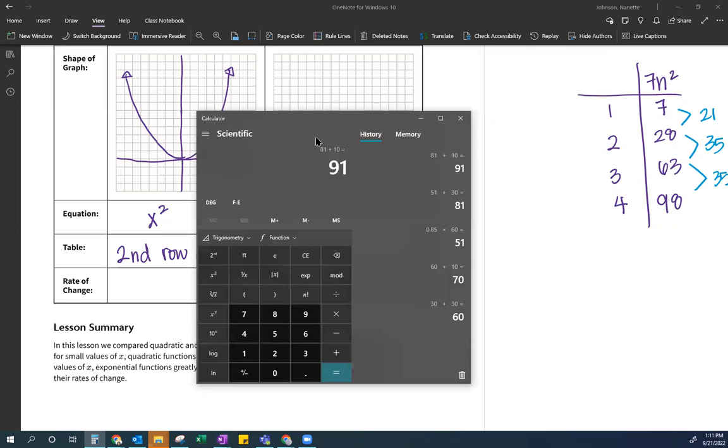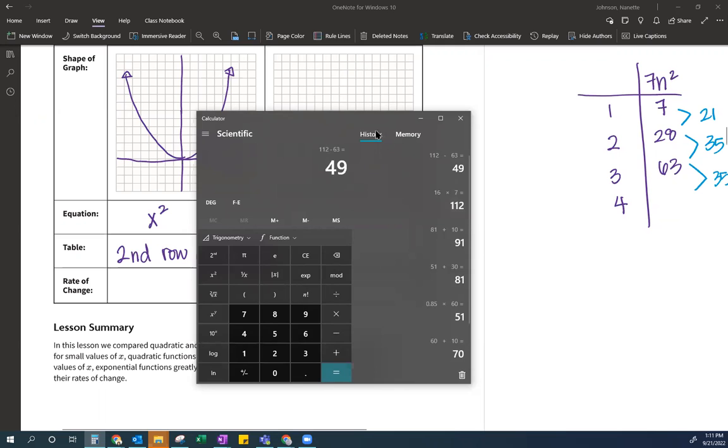Okay, so 9 times 7 is 63. 16 times 7 is not 98, Ms. Johnson. It's 112. So this is 112. So then 112 minus 63. Okay, that's 49. Okay, that makes more sense.